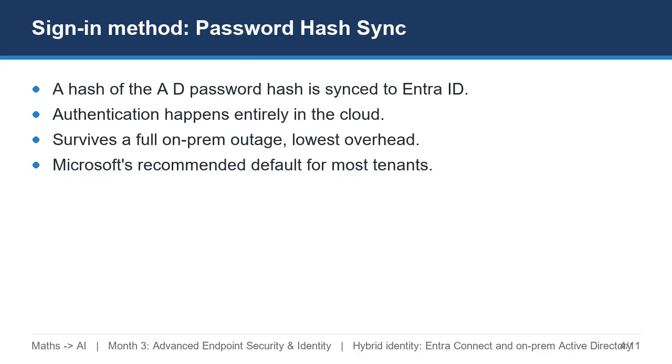Now the big decision: where does the password actually get validated? The first option is password hash sync, or PHS. A hash of the AD password hash is synced up to Entra ID, so authentication happens entirely in the cloud. The huge advantage is resilience. If your entire on-prem environment goes dark, cloud sign-in keeps working. It has the lowest operational overhead, and it's Microsoft's recommended default for most tenants. Note it's a hash of a hash, the original password is never sent.